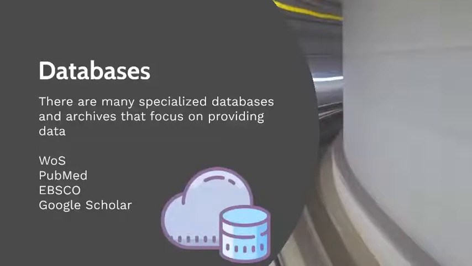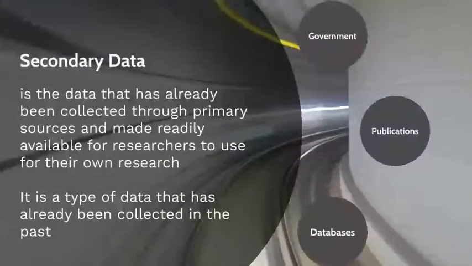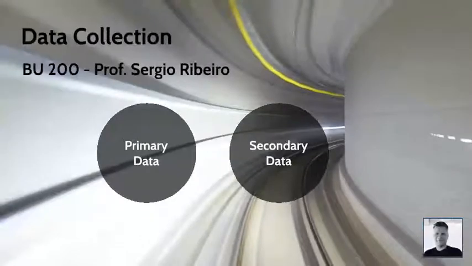You can mention here Web of Science, PubMed, EBSCO, and Google Scholar. There are more databases you can use, but those are the most famous databases people usually use for research. Many work in a bibliometric approach. So those are secondary data. So that is this lecture for today.